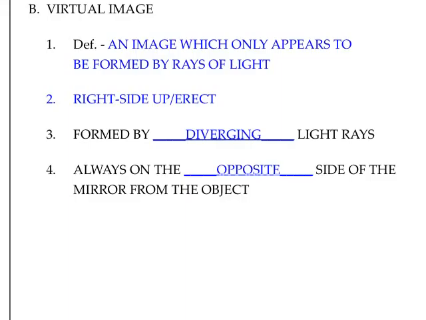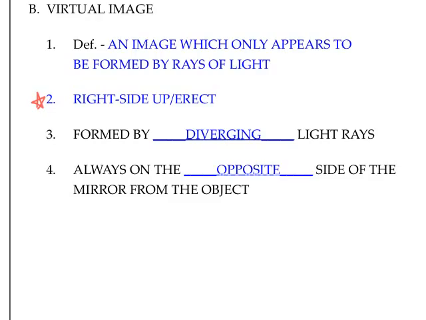The other type of image is called a virtual image. Its definition is one in which the image only appears to be formed by rays of light. You can recognize it because the image will be right side up or erect. So like when you look in a normal mirror in the morning, probably when you're brushing your teeth or you're getting ready for school, and you see yourself right side up, that would be a virtual image. This type of image is formed by the diverging of light rays, and it's always on the opposite side of the mirror from the object.